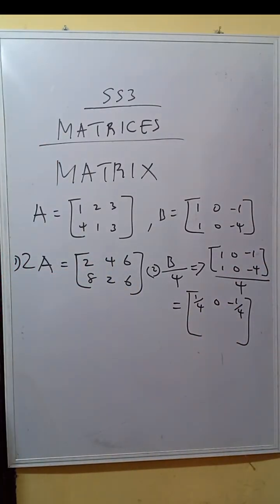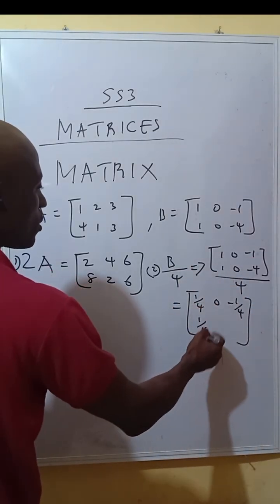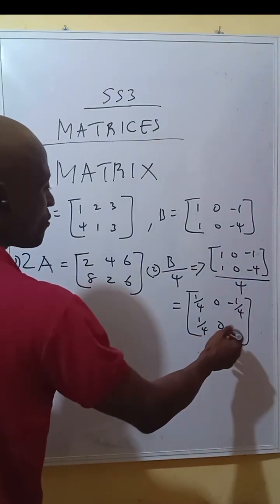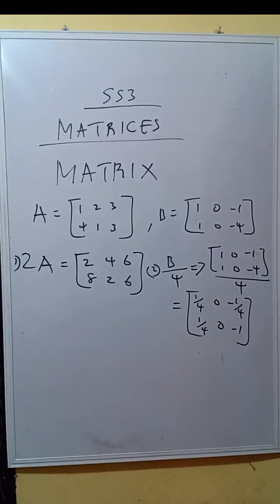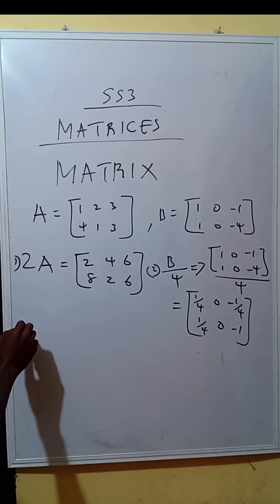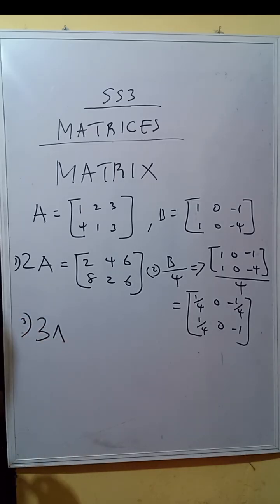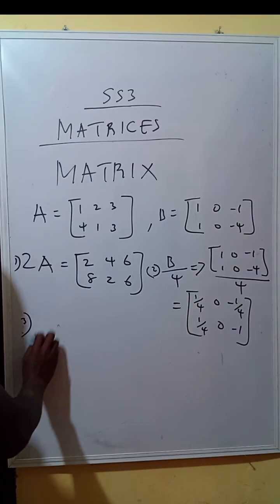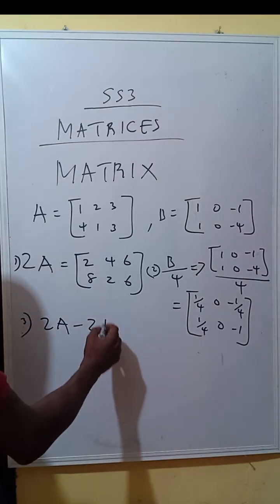So now let's go to the second row. 1 divided by 4, 0 divided by 4, minus 4 divided by 4, which is minus 1. So you can be told to do this. This is what we mean by scalar multiplication of a matrix. In fact, you can be told to find 3A, no, let me use this one: 2A minus 2B.